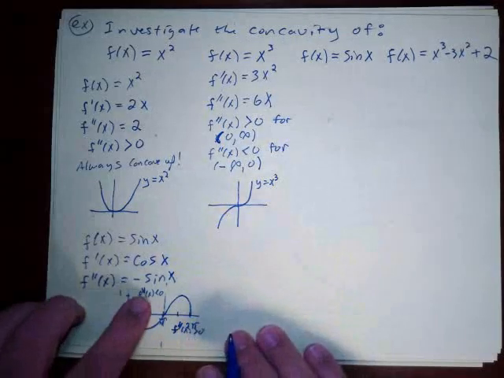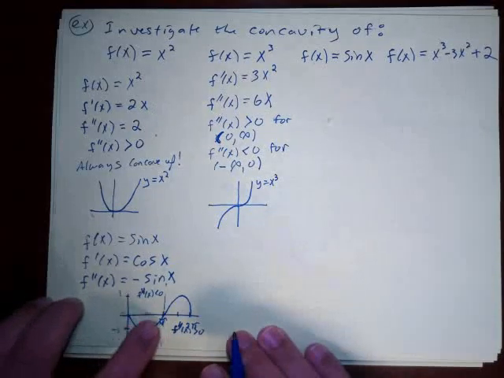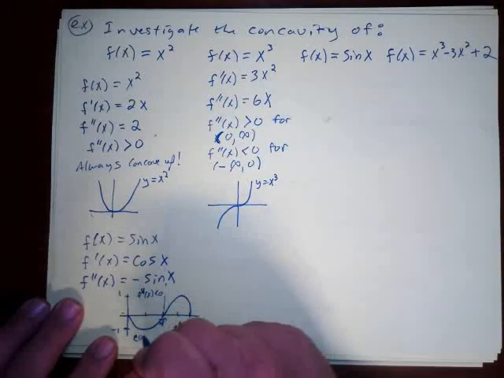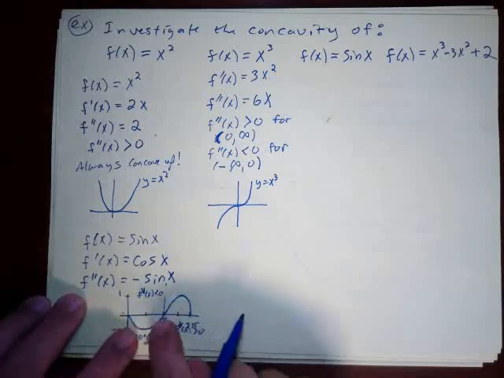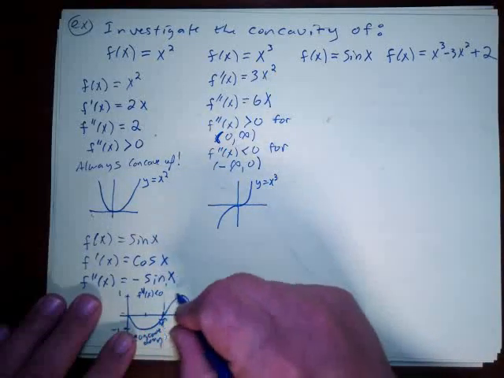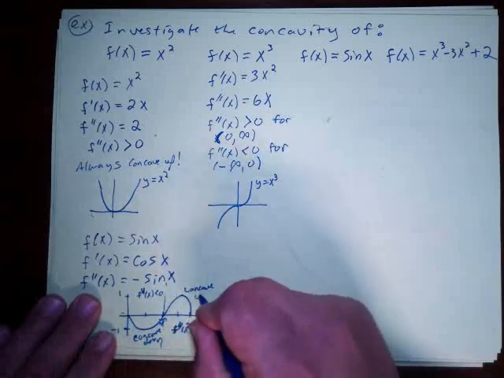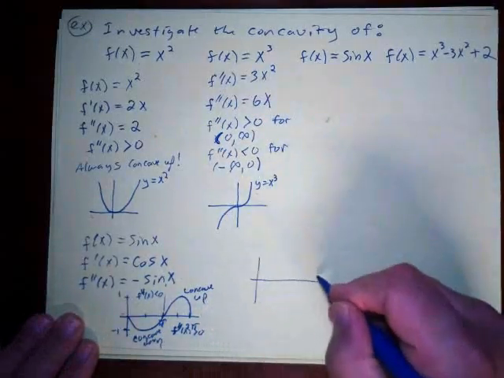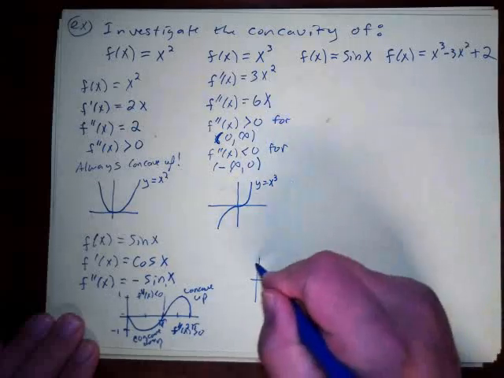So what this is telling us is since the second derivative is negative, the graph is going to be concave down. Notice the graph of the second derivative is concave up, but the original function is going to be concave down here, and then it's going to be concave up over here. And so now we can graph the sine of x and see that that is the case.